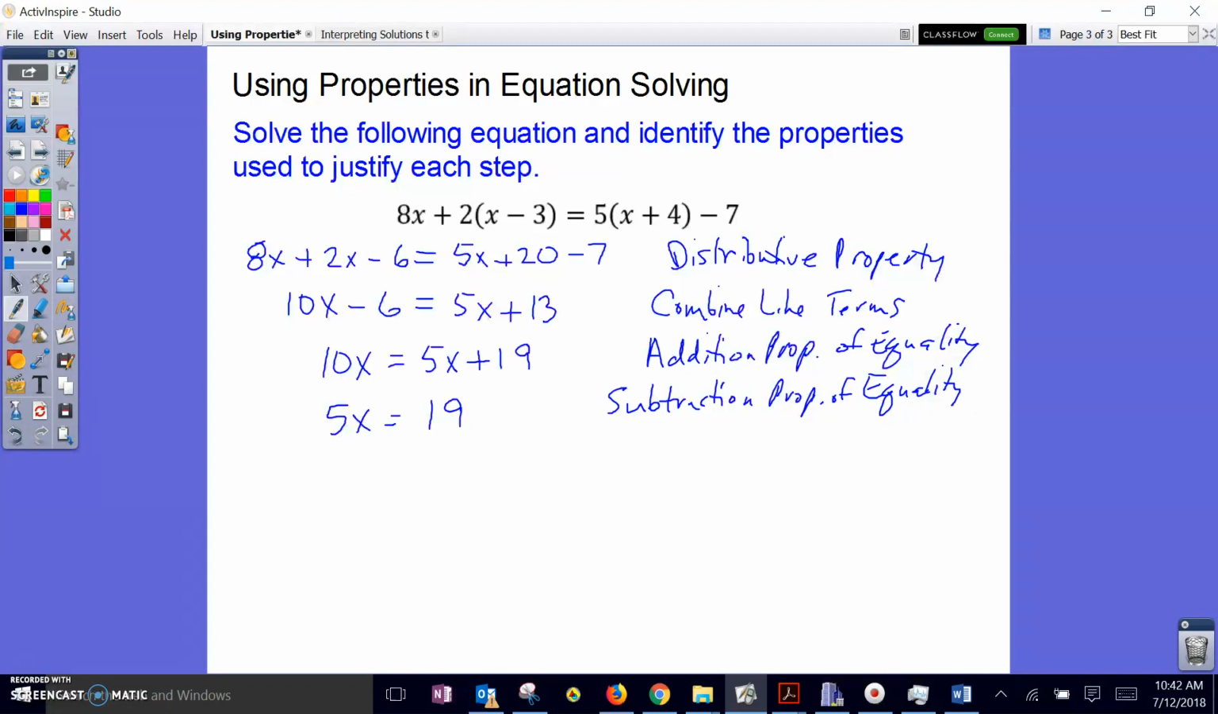And the last thing I'm going to do then is divide both sides by 5. I divide both sides by the same thing. That's my division property of equality.